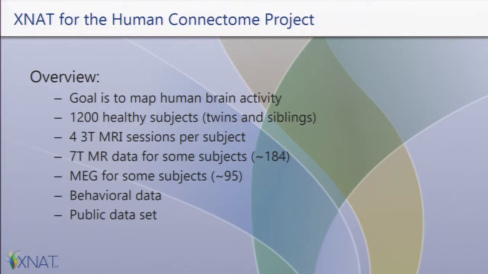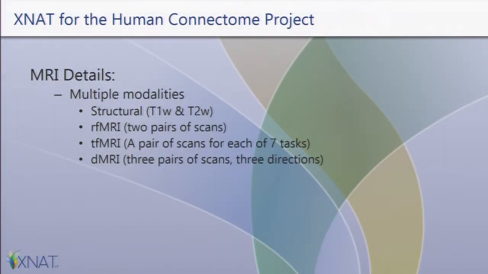The end goal was a completely public data set available to whoever wants it. It's a huge data set, so I don't know who all actually would go get it, but it's available. There are multiple modalities, and this is just the 3T stuff. We got structural T1 and T2, resting state, two pairs of scans, task, a pair of scans for 7 tasks, and diffusion. What we share is the raw and then the pre-processed, and we also share some fully processed data.